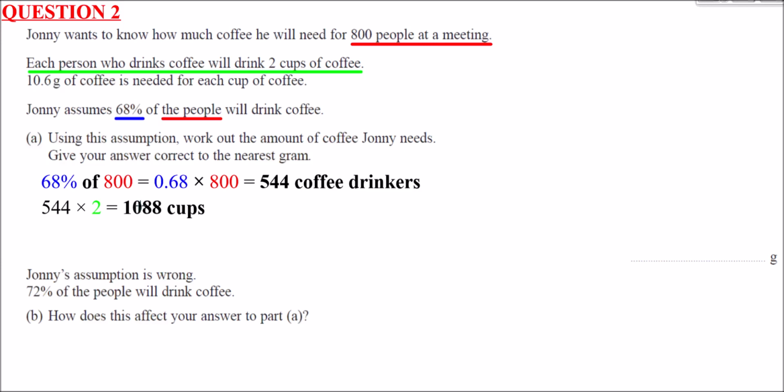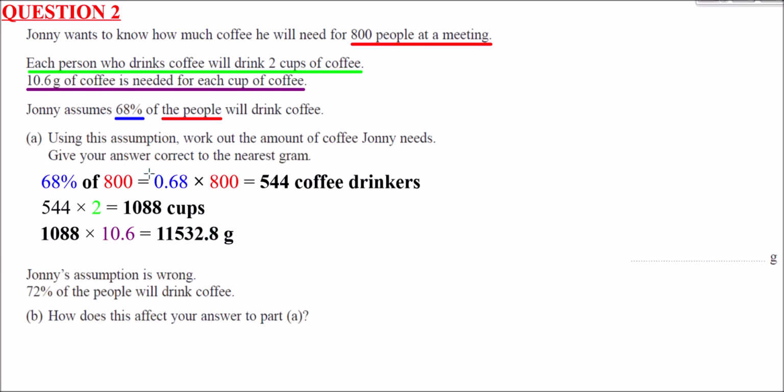However, each cup needs a certain amount of coffee inside it. 10.6 grams of coffee for each and every 1 cup. So if we've got 1,088 such cups, that will be 10.6 multiplied by 1,088, which will give us 11,532.8 grams. Don't lose a simple mark.